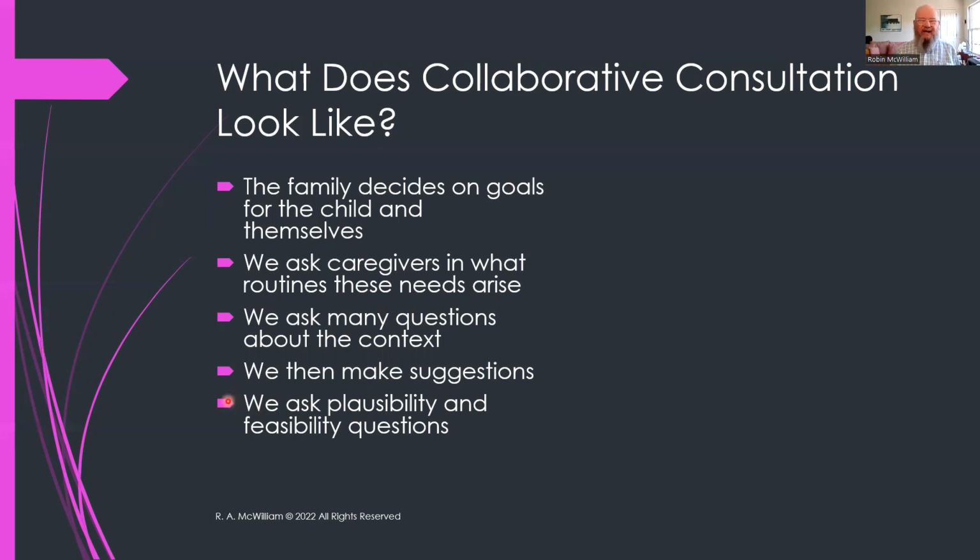If they say, really, I just don't think this is going to work, or I just don't think that I'm going to have time to do that, then we need to start over again, maybe at the next session, but we don't want to be left with our having an assumption about what the caregiver will be doing. And we don't want to leave the caregiver with something that the caregiver doesn't believe in. So these two questions, plausibility and feasibility questions, are important.